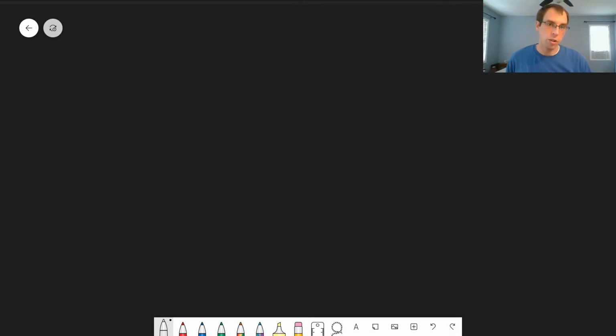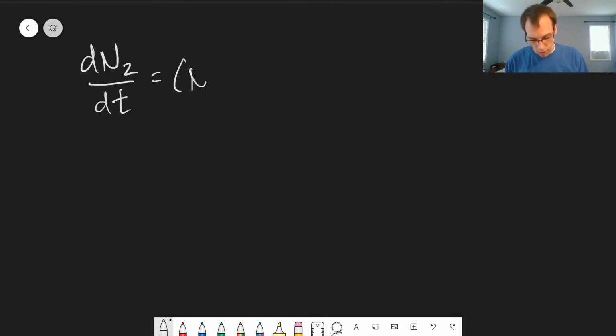So if we combine our three processes into one equation, if we want to see how dN2 changes with respect to time if we have all three processes happening simultaneously, which is what's going to happen in any real system, we're going to have an equation that looks like this. We'll have the difference between N1 and N2 times our Einstein B coefficient.